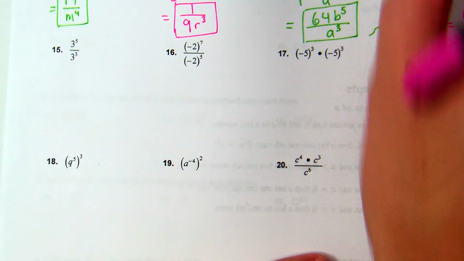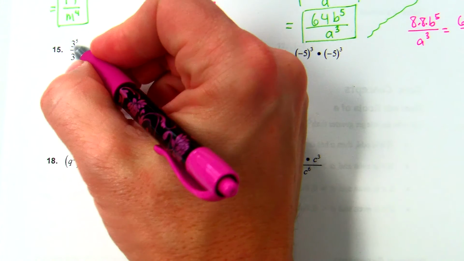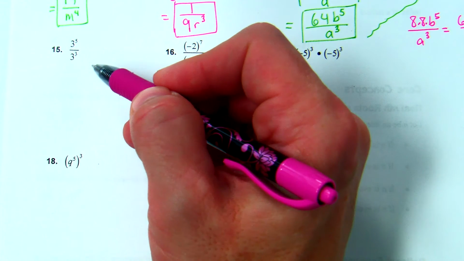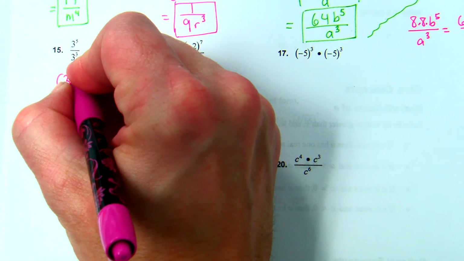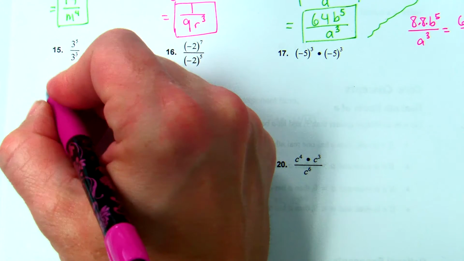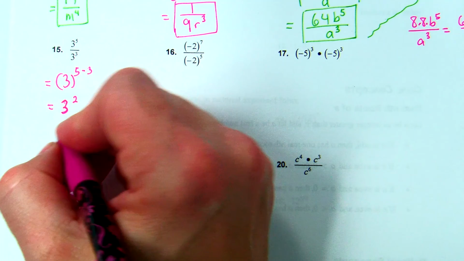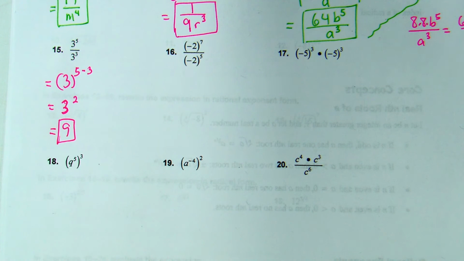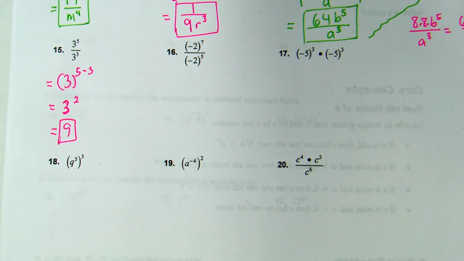Number 15, we've got the same base. If this is a quotient using the same base, different powers here, because we're using the quotient property, we're going to subtract the powers. So this is the same thing as 3 to the 5 minus 3. It's the same thing as 3 to the second power, which is just 9. Okay? Same base, so we can just subtract the powers. We can go from there.